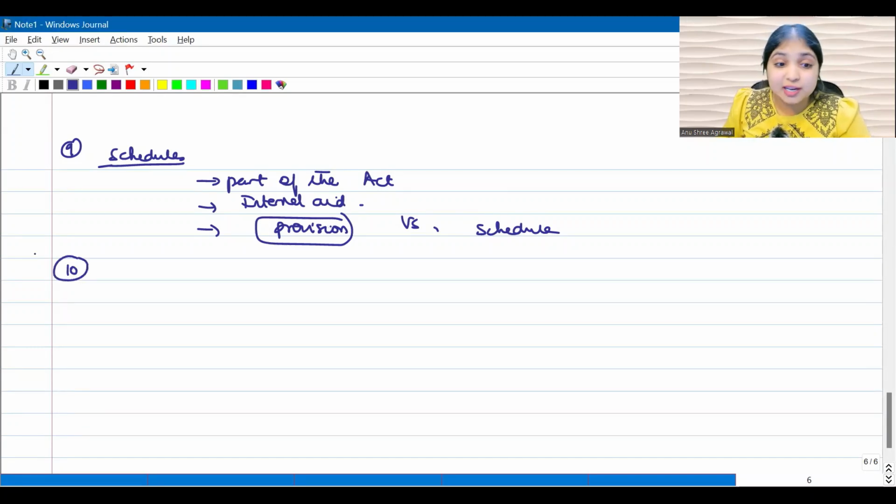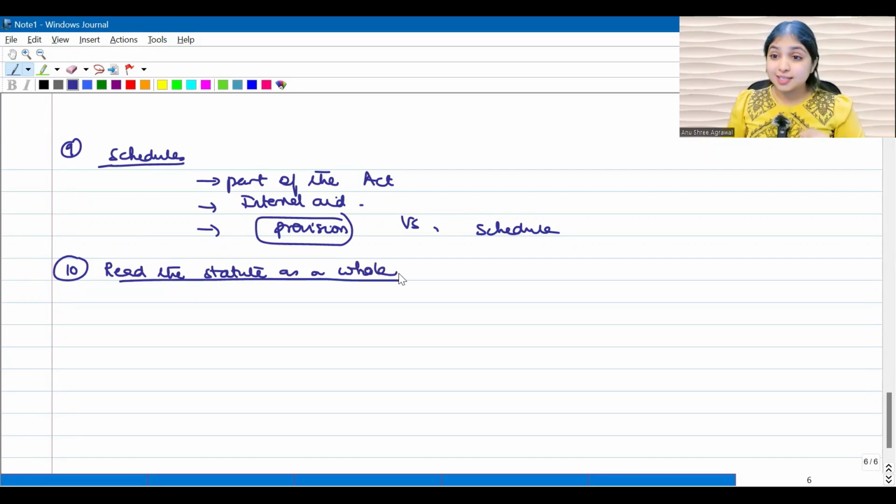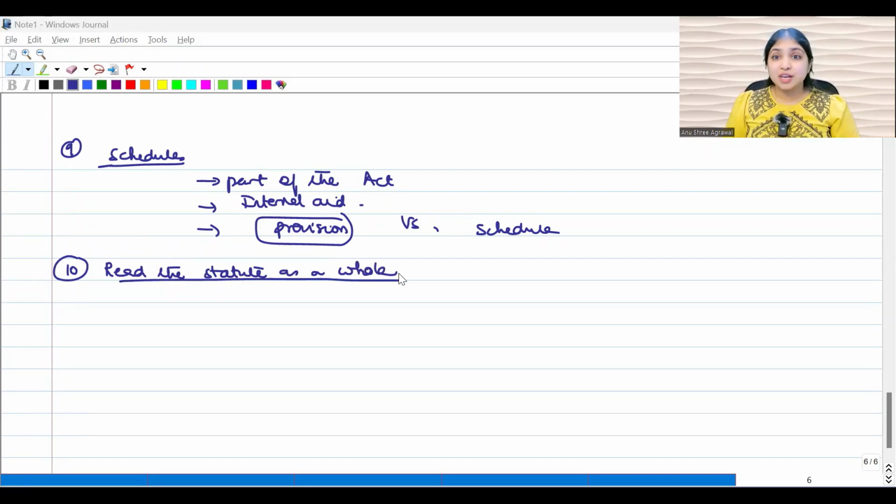And then coming to the last internal aid: read the statute as a whole. What does this mean? Whenever you're reading the law, don't read each section separately. Instead, read the whole law together as one single document. Because when you do that, one section will help you understand another section, and that section will help you understand another section. So always keep the context of the whole law in your mind.